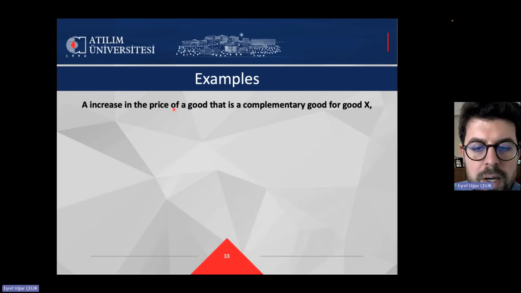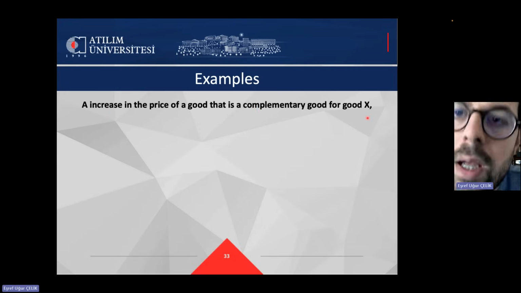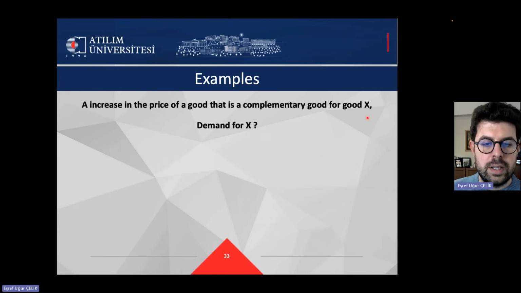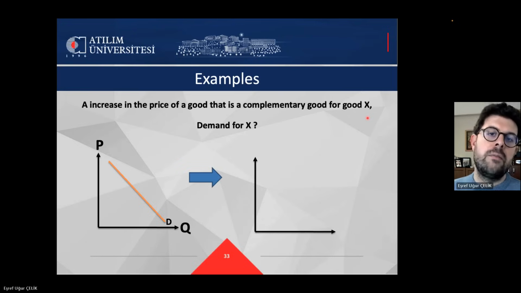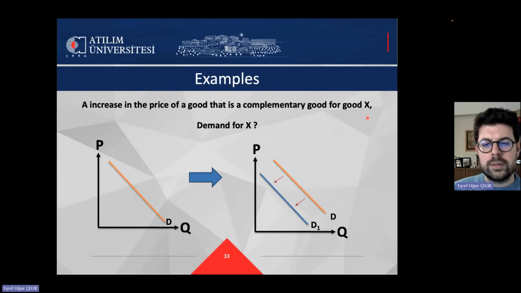And an increase in the price of goods, that is complementary goods. In complementary goods, what can I say? They act together, they eat together. So when one of them has a higher price, we cannot use the other. So demand becomes lower. So the demand curve is shifting to the left. Okay.